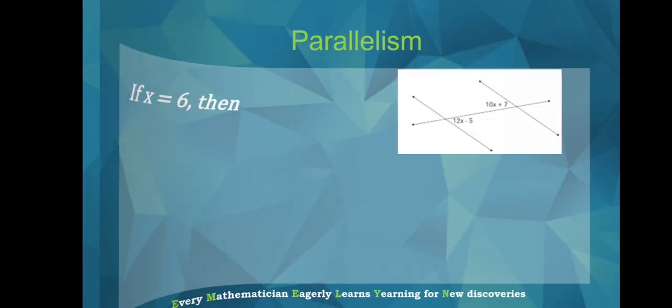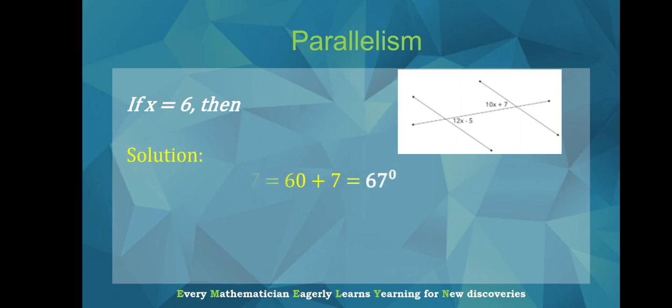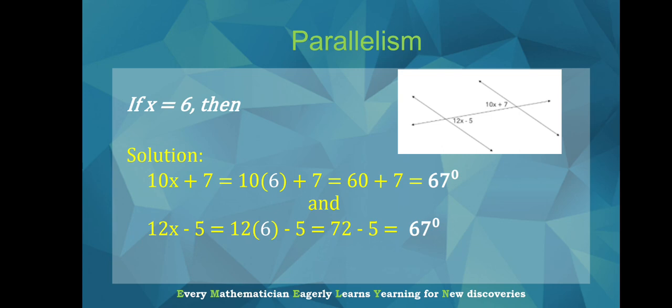If x equals 6, then by substitution, 10x plus 7 is equal to 10 multiplied by 6 plus 7, which is equal to 60 plus 7, which is equal to 67 degrees. And 12x minus 5 is equal to 12 times 6 subtracted by 5, which is equal to 72 minus 5, which is equal to 67 degrees. Therefore, the measure of each indicated angle is 67 degrees.